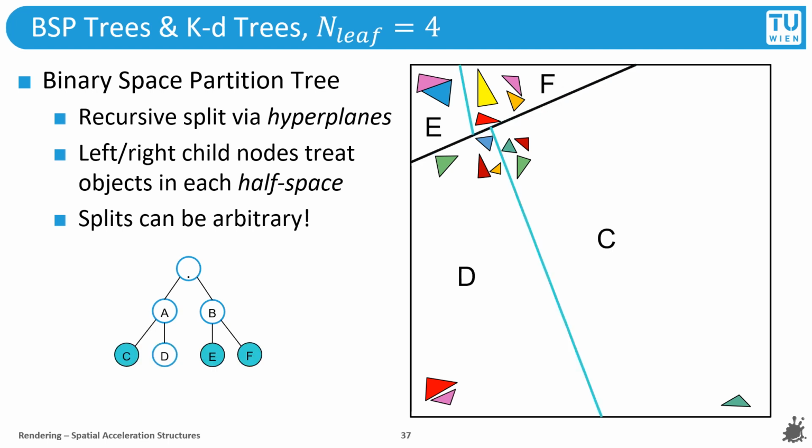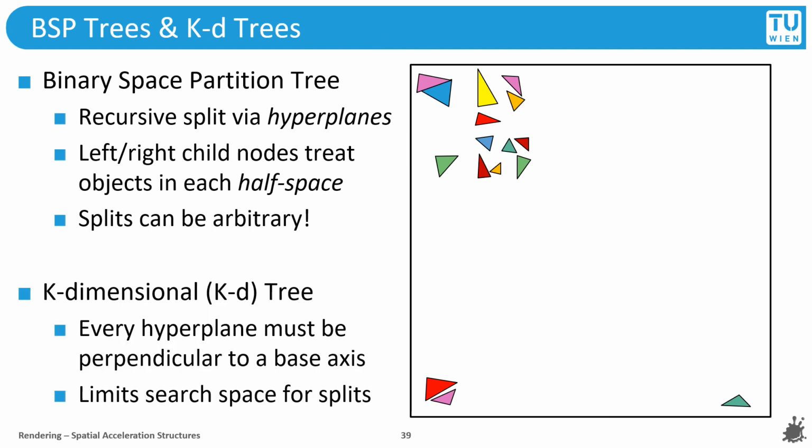Again, we have set the parameter nLeaf to 4, meaning that we keep on recursively splitting until we reach a state where none of the areas that we have generated contain more than 4 triangles. After the final split of one cell into 2 smaller cells, we have fulfilled the condition. There are no more than 4 triangles in each cell, and we are done with generating the binary space partition tree.